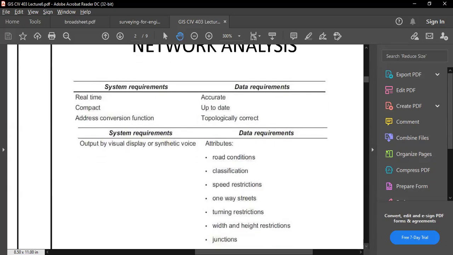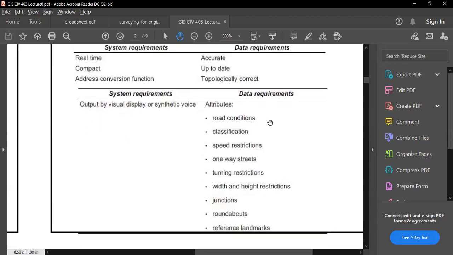All right, down here you see the data requirements.